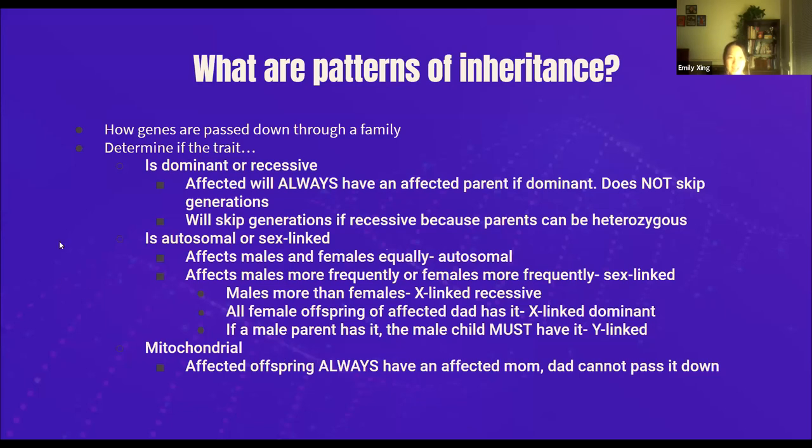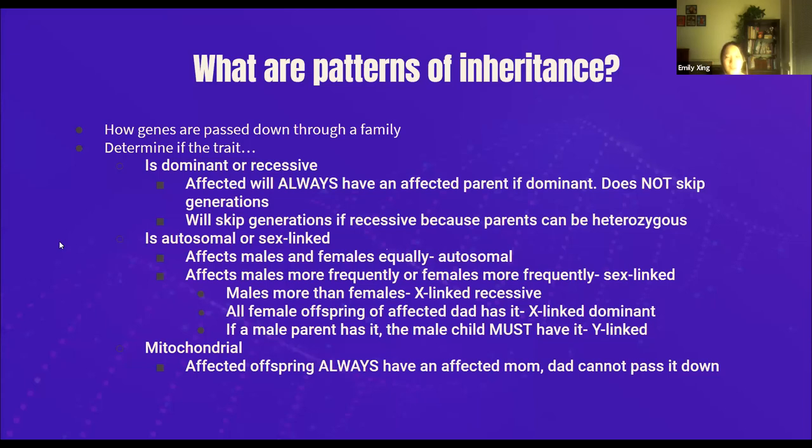Stop me at any time if I'm going too fast or if something doesn't make sense, and I'll try to explain it. If a male parent has it, then the male child must have it. This means it's linked to the Y chromosome, because moms can't pass down Y chromosomes because they don't have Y chromosomes. So if a Y chromosome has a trait, then the dad has to pass it down.